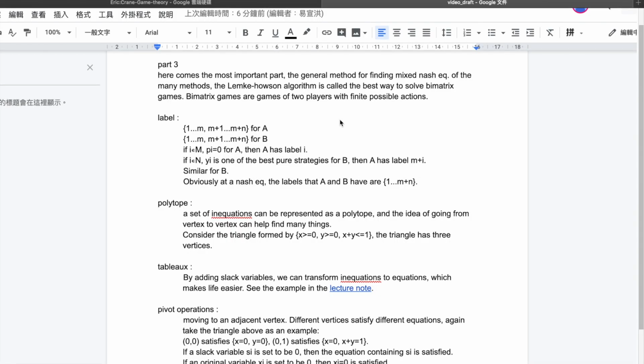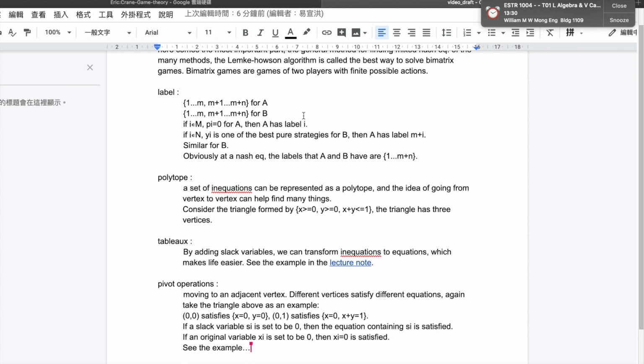Well, here comes the most important part, the general method for finding mixed Nash equilibrium of the many methods. The Lemke-Howson algorithm is called the best way to solve bimatrix games. Bimatrix games are games of two players with finite possible actions.